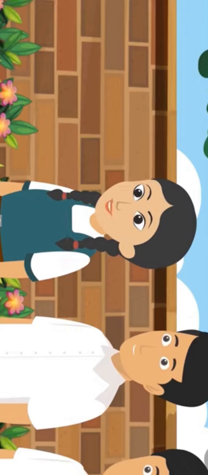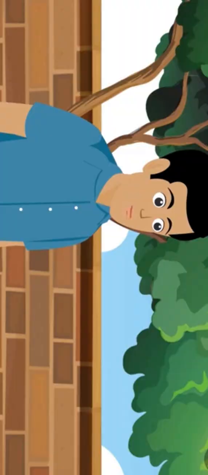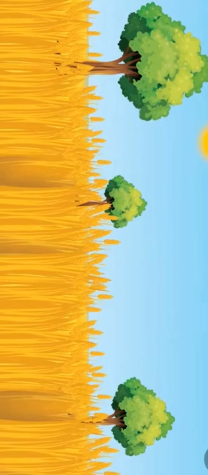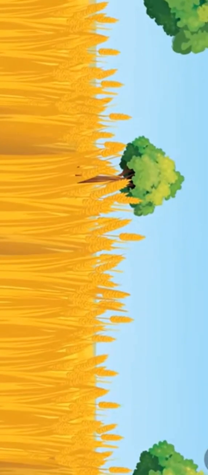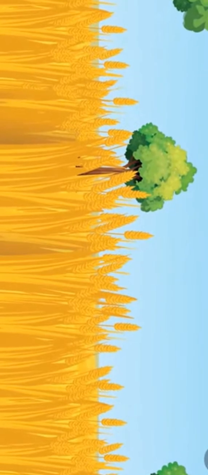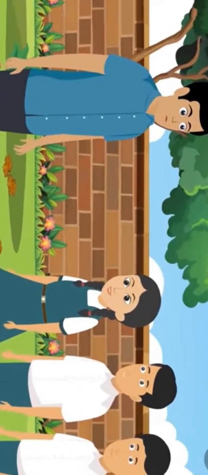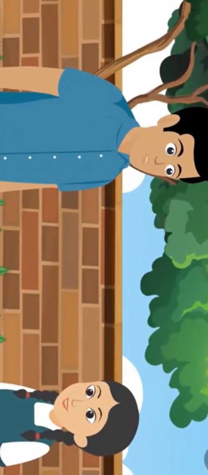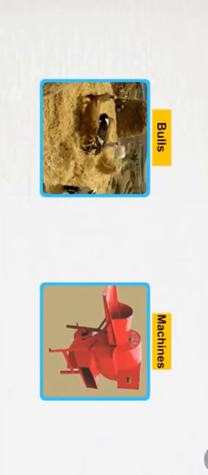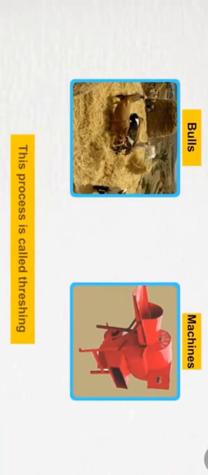And what is the process of threshing? You must have seen the wheat or rice fields. The grains of wheat or rice which are planted are dried in the sun and tied in a bundle and then beaten. During this time, the grains are separated from the plant. This process is sometimes done with the help of bulls or machines. This process is called threshing.